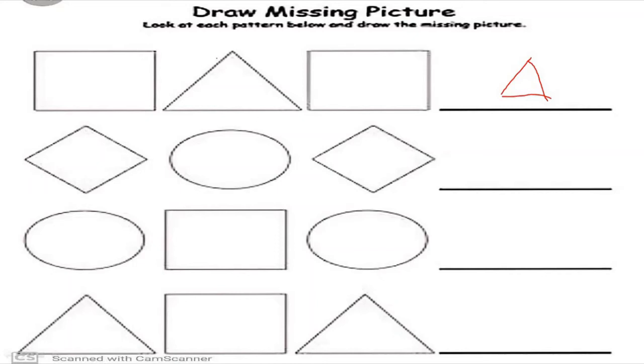Okay? Now, after observing this pattern, we can say that there comes a circle. Okay? Again circle, rectangle, circle. Which shape will come? Yes, rectangle will come. Okay? Triangle, rectangle, triangle and a rectangle. Okay?